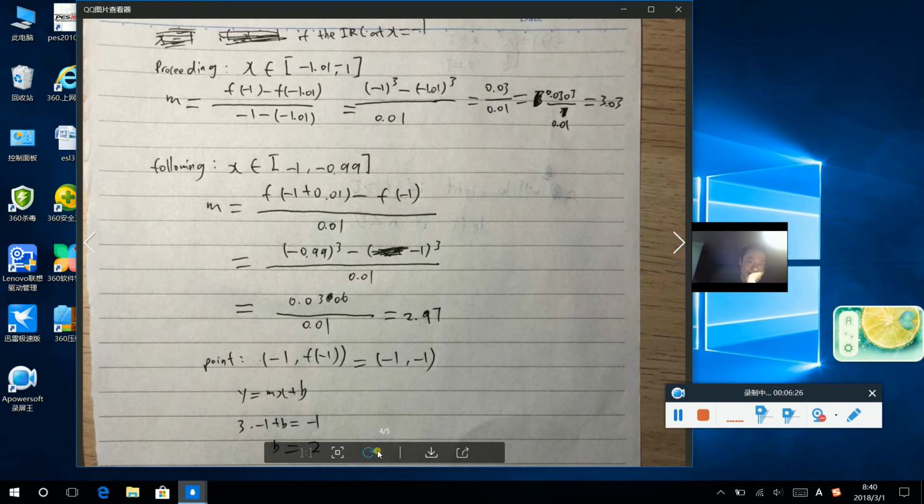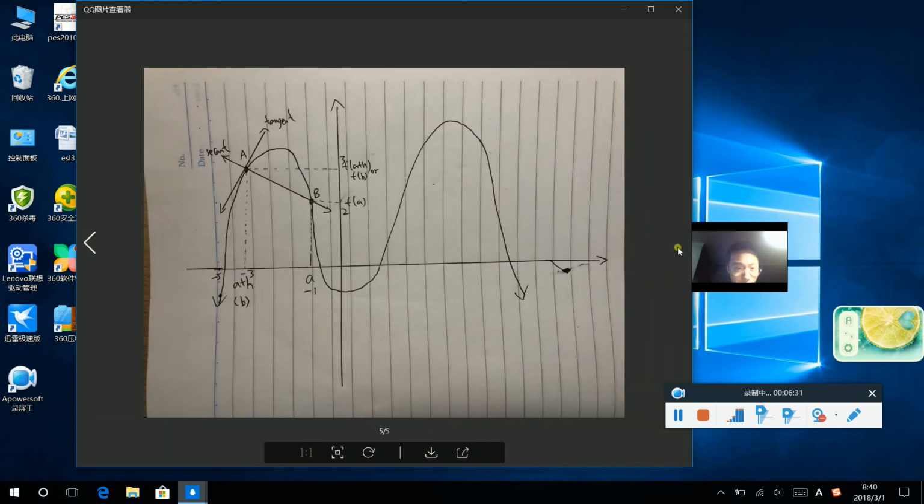Returning back to the graph from before, we can see that no matter whether we use the proceeding or following method, we will get the same answer if h is increasingly close to 0. That's the main point of the limit, I think. That's about the rate of change.